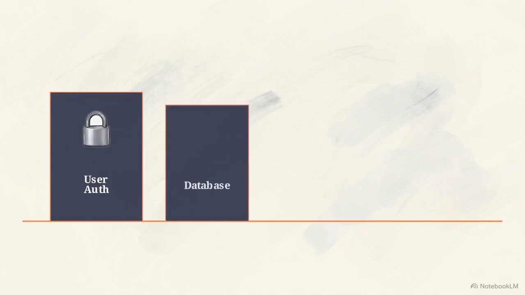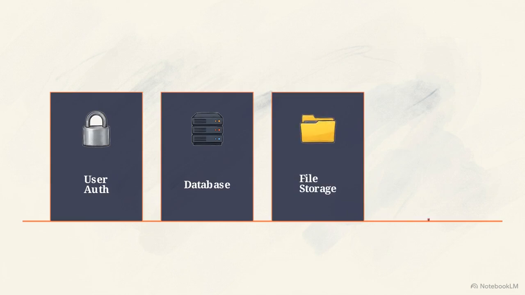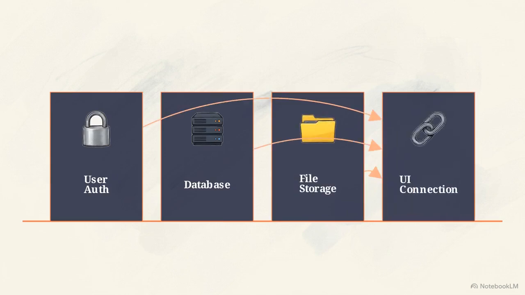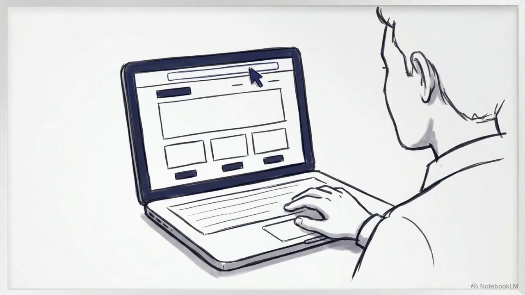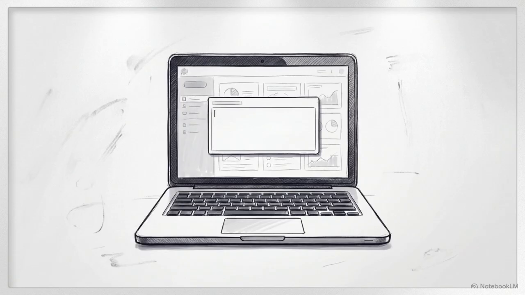To build this, we have to establish 4 specific pillars: user authentication, a database, file storage, and the final connection between those systems and your user interface. Learning to set up these 4 pillars gives you the ability to take an original software idea and actually host it on the internet yourself. We start generating the structure in Google AI Studio.